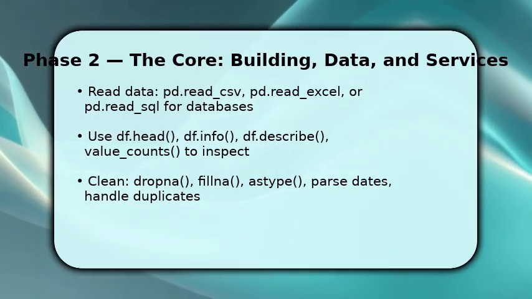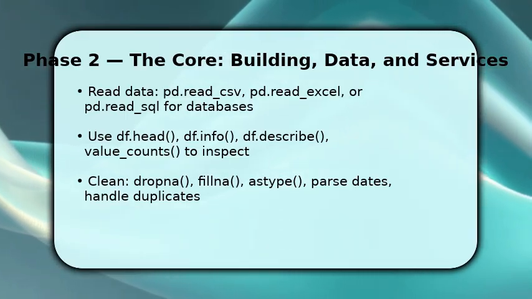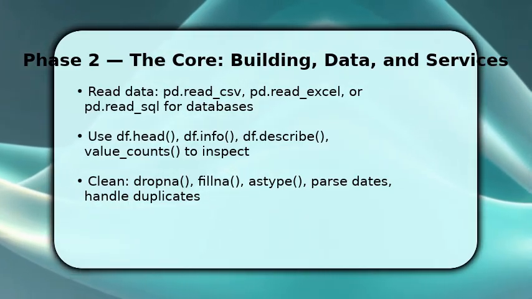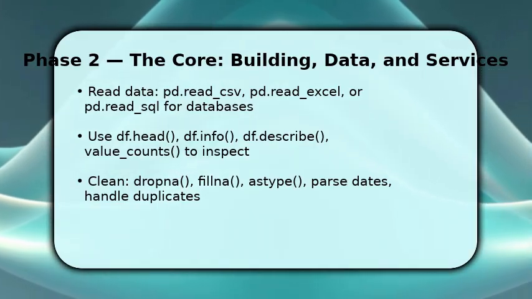After inspection, clean in small, testable steps. Convert types with astype, parse dates, fillna, or dropna, and remove duplicates. Run cell by cell so you can revert easily if a transformation changes results unexpectedly.